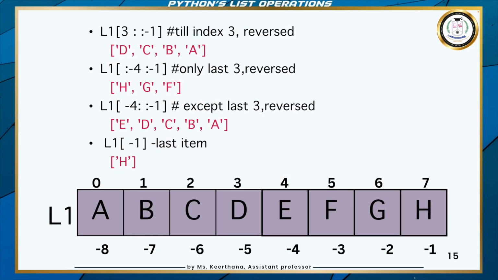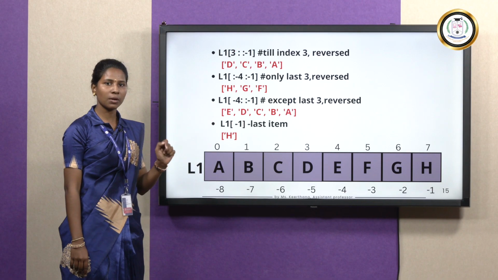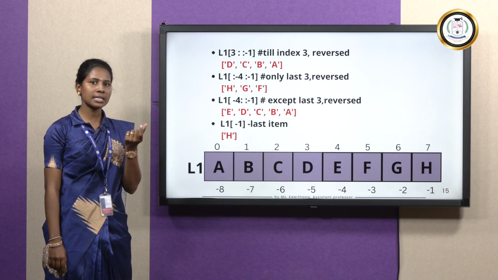Then if I want to get the last element alone, I will just give L1 of -1, which will give just the last element of the list alone.